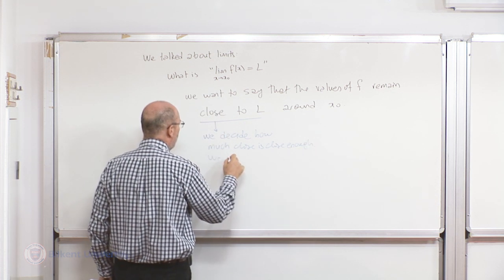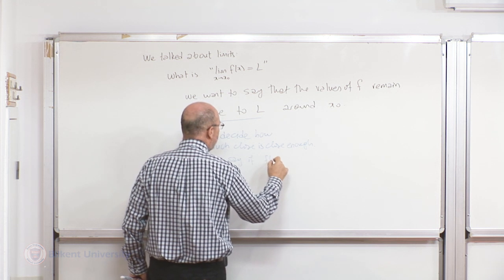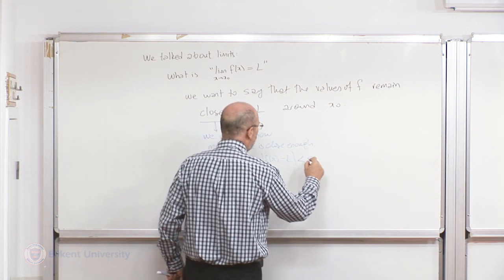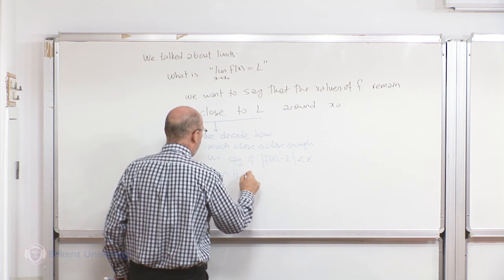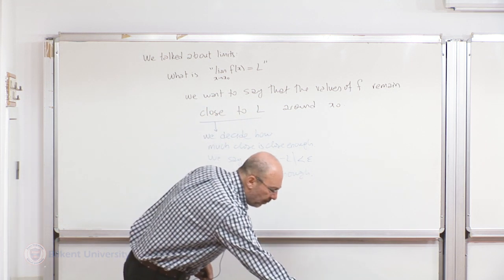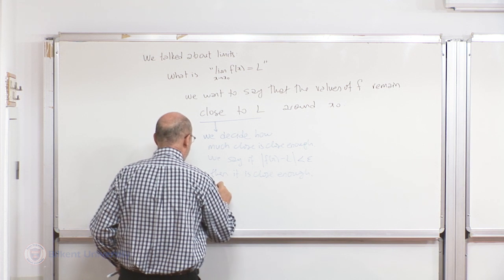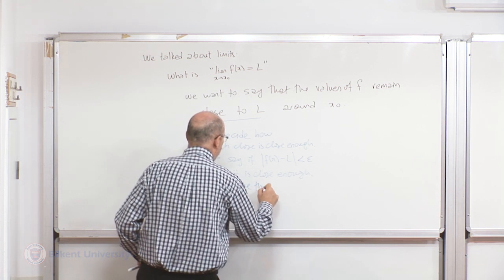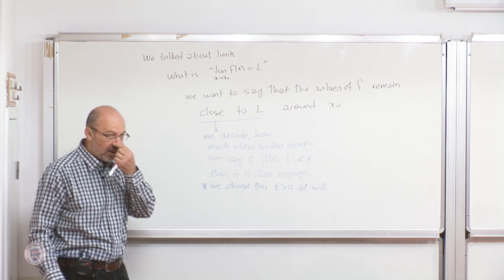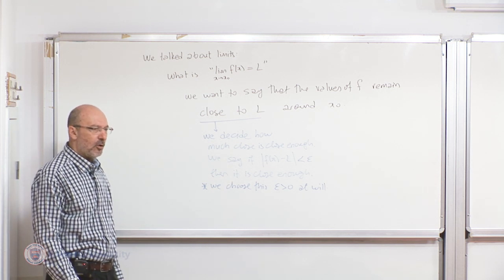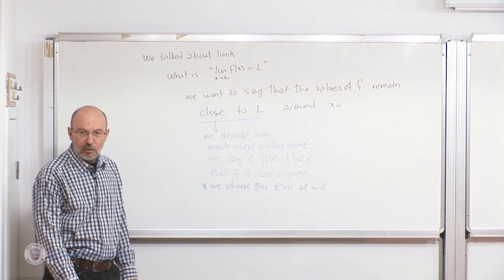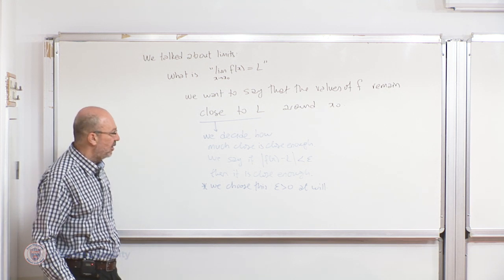Okay, so we say if f of x minus L, the difference between f of x and L, is less than epsilon, then it is close enough. Okay? And the important thing is we choose this epsilon at will. So there's nothing which restricts us to decide how much close is close enough. You can choose this very large, in which case it will not be interesting, but then you are also allowed to choose it as small as you like, which makes this interesting.